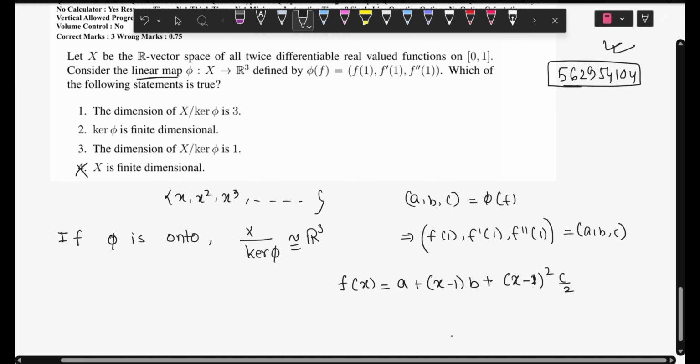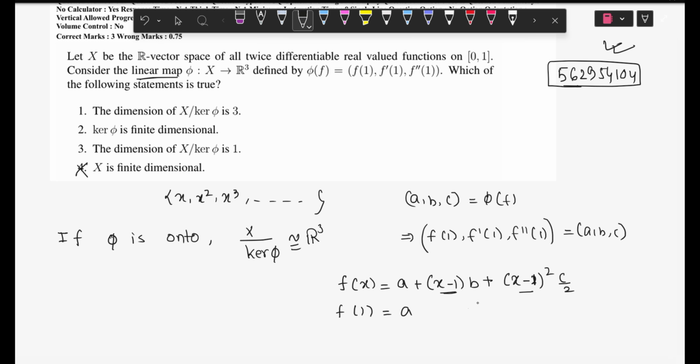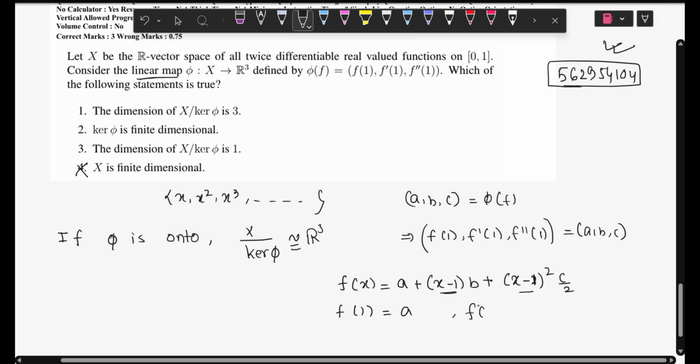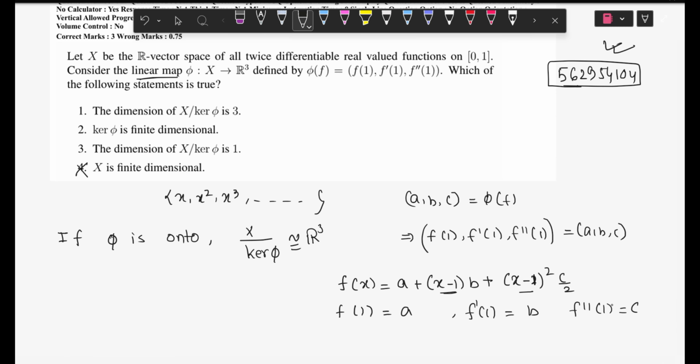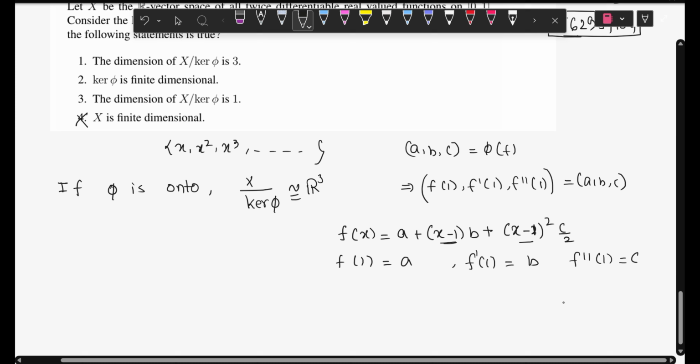Now note that f of 1 is equal to a, as at the point 1 this vanishes, as well as this vanishes. f dash 1 is also b, and f double dash 1 is c. And f is obviously a twice differentiable function, as f is a polynomial function. So it is very much immediate that phi is onto.